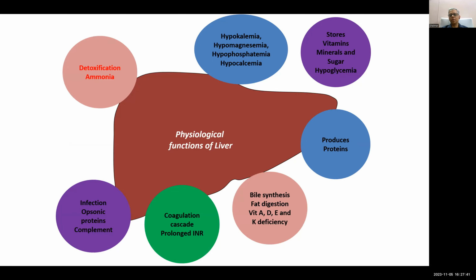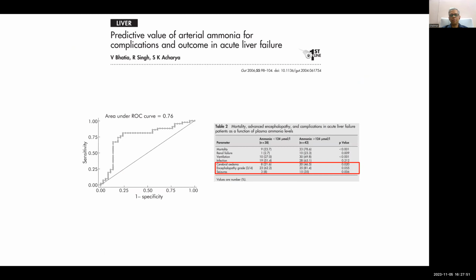Now comes the important thing which we talked about. When the liver is not functioning, the ammonia levels go up, and that is what we are all worried about, that this patient has hyperammonemia. So what is the effect of ammonia in terms of outcomes in patients with acute liver failure?